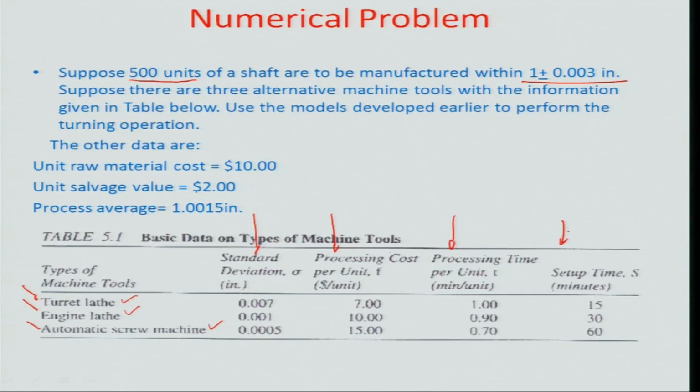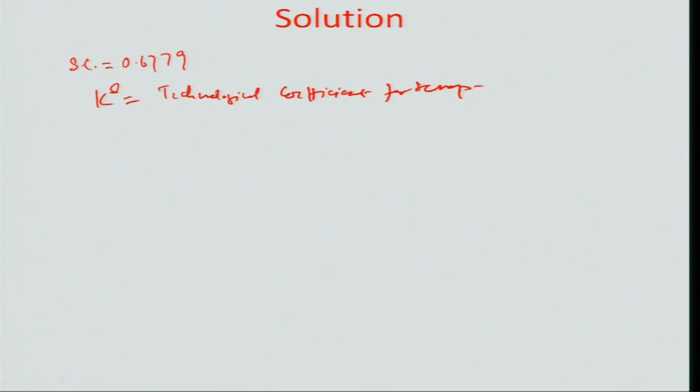For that we calculated the scrap coefficient from the normal distribution and the design tolerance, and this came out, as just done in the last lecture, to be 0.6779. We also calculated the technological coefficient for the scrap as 2.1048. The technological coefficient for the input is 1 plus the technological coefficient of scrap, so 3.1048.